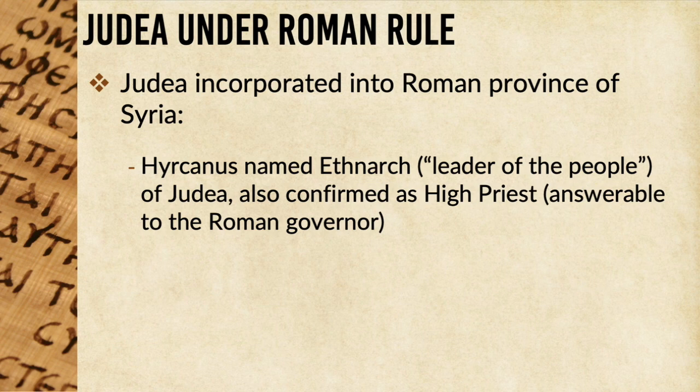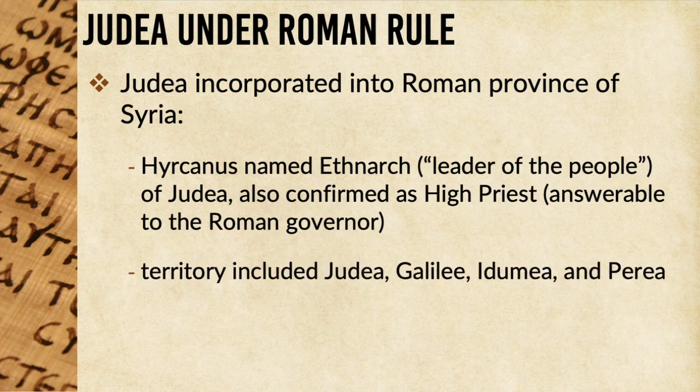Hyrcanus, that's Hyrcanus II, is named ethnarch. That title literally means leader of the people. So he's named ethnarch of Judea. He's also confirmed as high priest. He's answerable to the Roman governor, but he is not called king. That's significant because at that point in time, Judea is now firmly under the control of the Roman Empire. Hyrcanus' territory included Judea, Galilee, Idumea, and Perea. We're going to see those places in just a moment on a map.